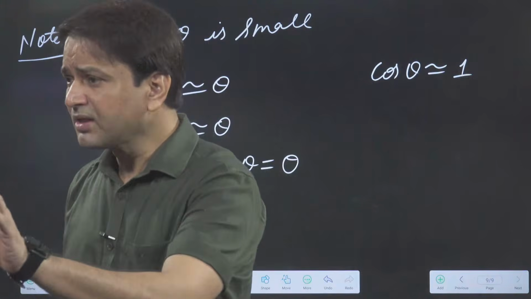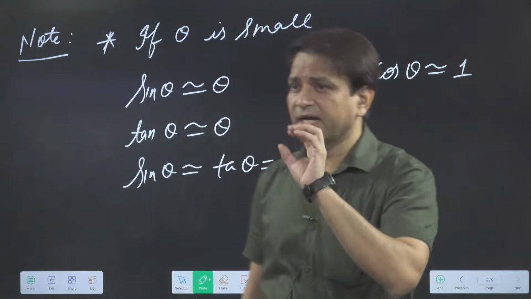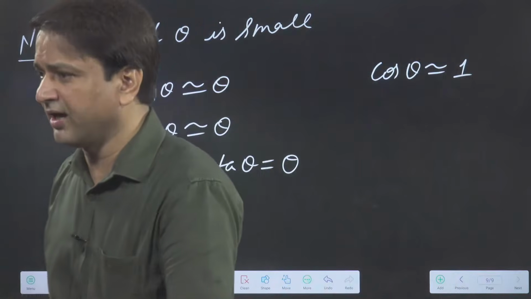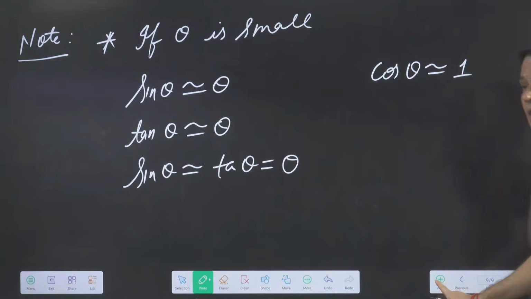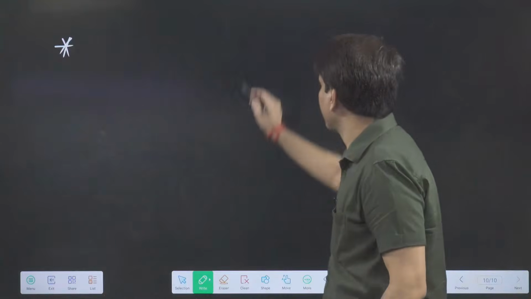Up to this everybody got or not? So what I said: when theta is small, sin theta can be taken as theta, and tan theta can be taken as theta. I will show the example also. This everybody got? So one concept I just now discussed in the beginning of the class.